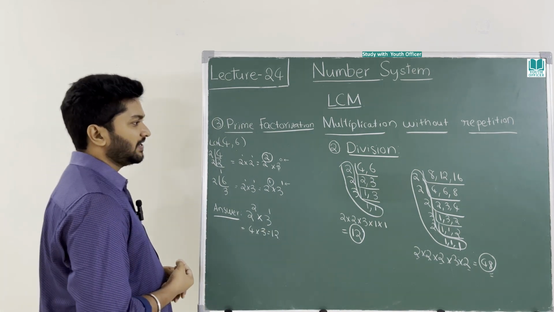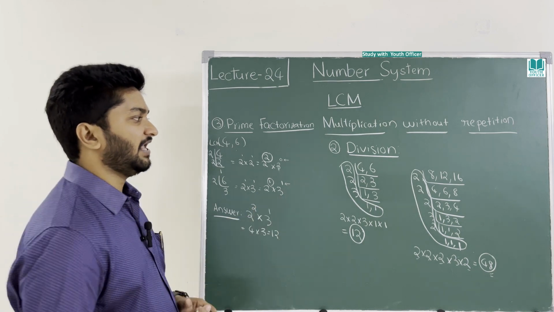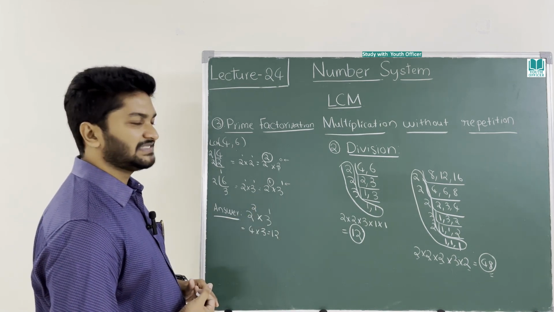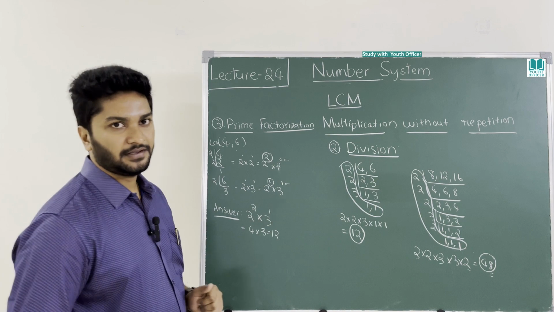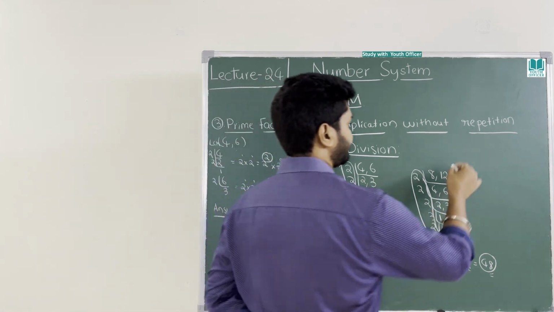Now we will write the prime factorization for 8, 12, 16. We will find it this side.